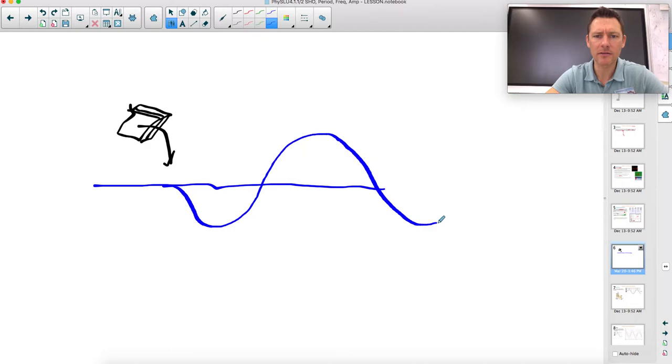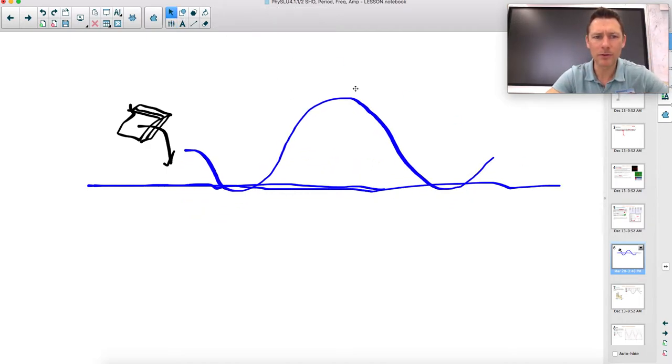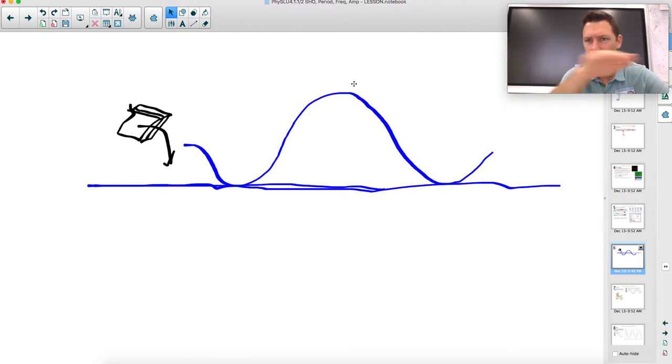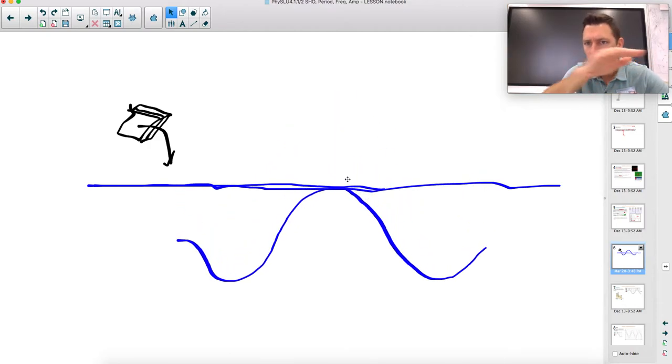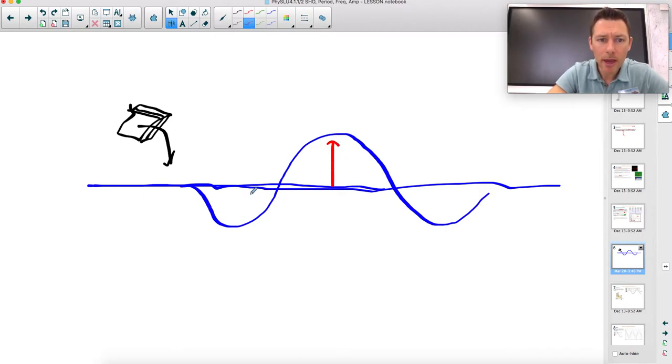And it does this. Water waves oscillate around the equilibrium, and the equilibrium is what happens when it's glassy and flat. Waves don't sit on top of where the water naturally is, and they don't sit below where the water naturally is. They oscillate above and below equally of that amount. The distance up and the distance down are the same, and those we call amplitude, amp. We measure it in meters.